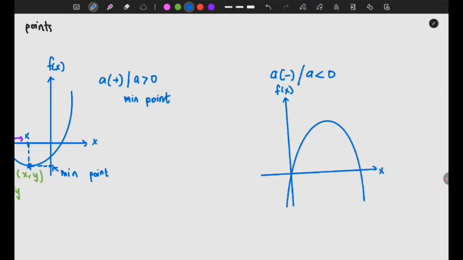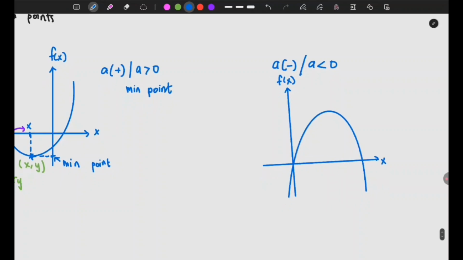So what will be the stationary point? It will be the maximum point, the top, the very highest part. The top part of the quadratic curve is called the maximum point. This one is referring to the maximum point. The y value tells you the maximum value, and the x value is the same, it will represent the axis of symmetry.